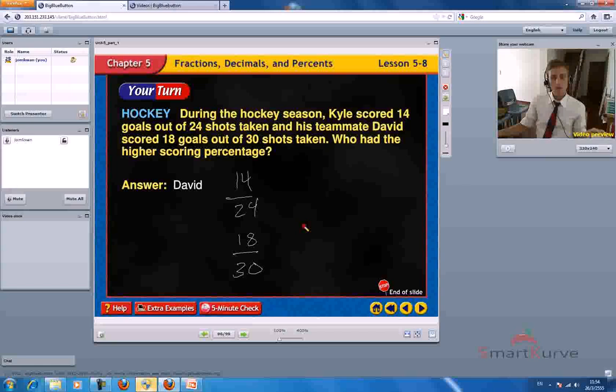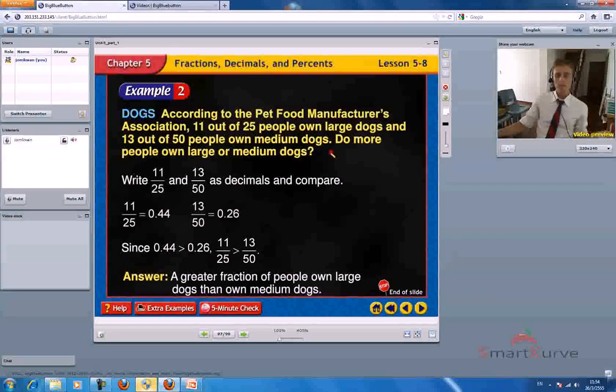During the hockey season, Kyle scored 14 goals out of 24 shots taken, and his teammate David scored 18 goals out of 30 shots taken. Who had the higher scoring percentage? Kyle had 14 out of 24. David had 18 out of 30. Either change these into decimals or change them to have the least common denominator. 24, 48. That will give us David had the better shooting.